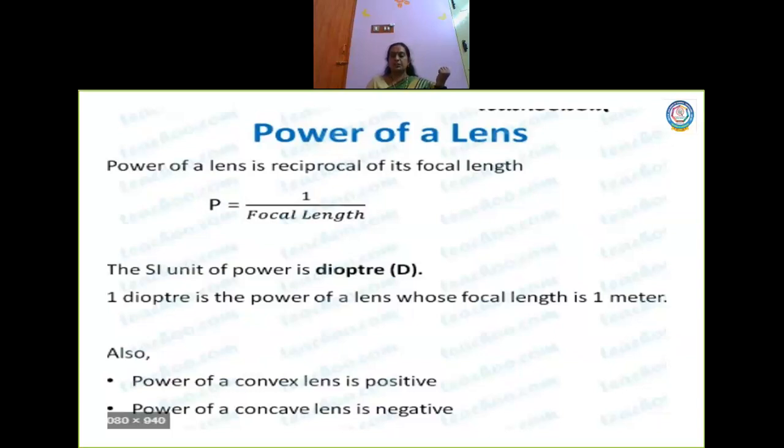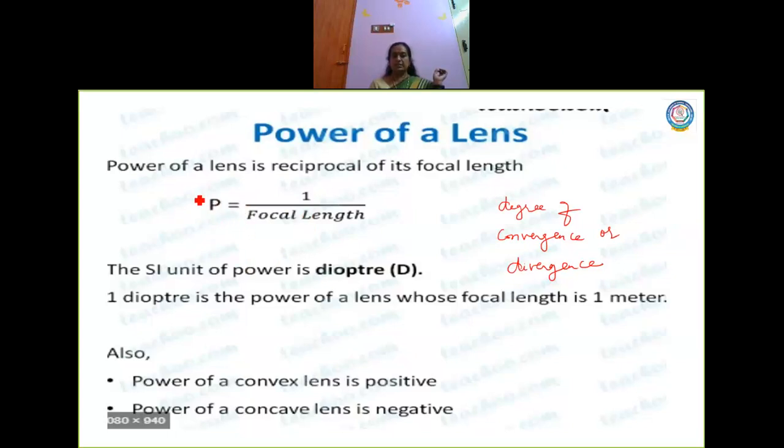When you go to an optical shop, suppose you are advised to wear a spectacle, they will ask you for the power. What is the power you have? With your friends also you can ask, what is the power? So power is nothing but the reciprocal of its focal length. When you define power, it is nothing but the degree of convergence or divergence of light. You call it power, which is given by the formula P is equal to 1 by F.